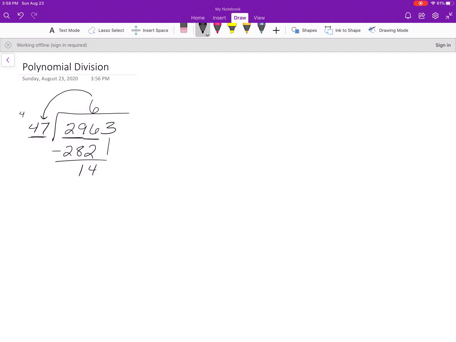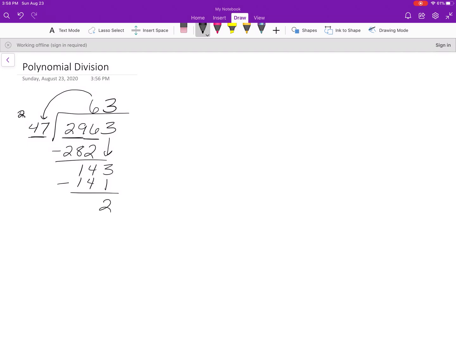I'm going to bring down the next digit, which is a 3, and repeat the process. How many times do I think 47 goes into 143? I believe 3 times. So 3 times 7 would be 21. I'll carry the 2. 3 times 4 would be 12, plus 2 would be 14. And I subtract again the product, and I get 2.